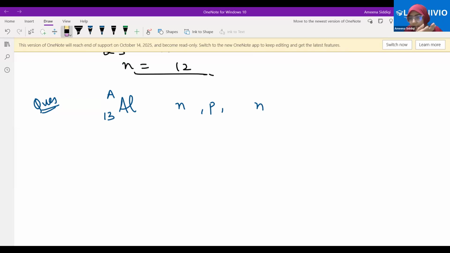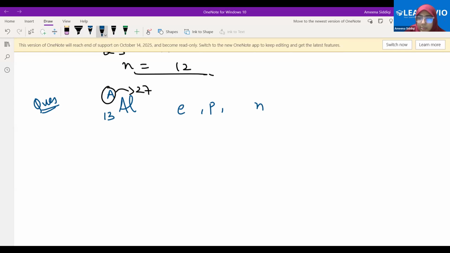Because what is the atomic mass? Atomic mass is coming from the mass number, right? Yes. So therefore, here the value of A will be 27. Okay, good. It should be 27. Now you know it. Quickly calculate the number of neutrons, protons, and electrons. I've written it twice. Very quickly, all of you.